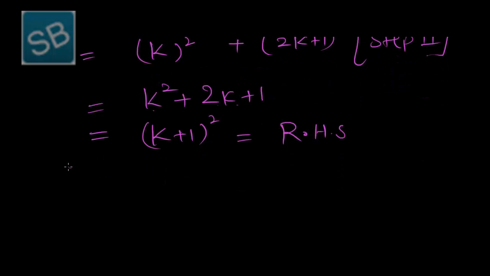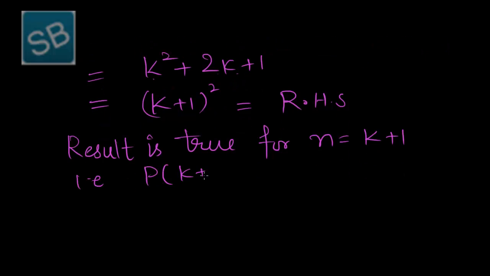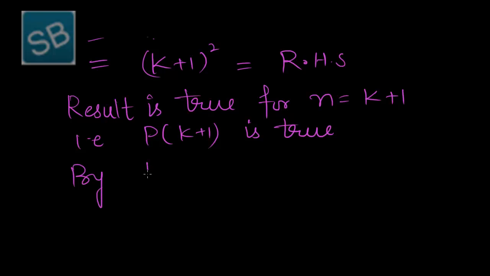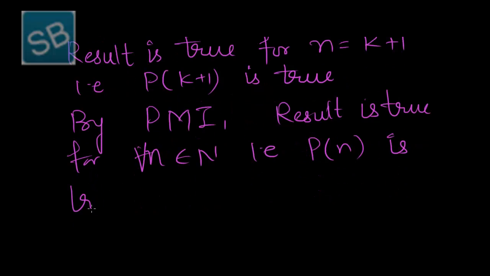So we can say that the result is true for n equal to k plus 1, that is, P of k plus 1 is true. So, by the principle of mathematical induction, we can say that the result is true for all n belonging to the natural numbers, that is, P of n is true for all natural numbers n. So this was about the second problem.